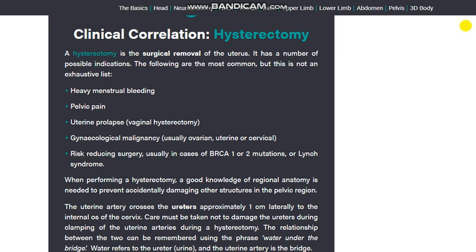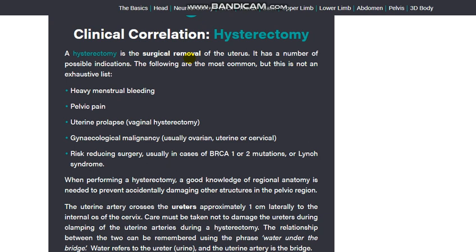Bismillahirrahmanirrahim. Today's topic is hysterectomy. Today is about the clinical aspects. We will study the clinical aspects of hysterectomy. First of all, what is a hysterectomy? Hysterectomy is the surgical removal of the uterus.